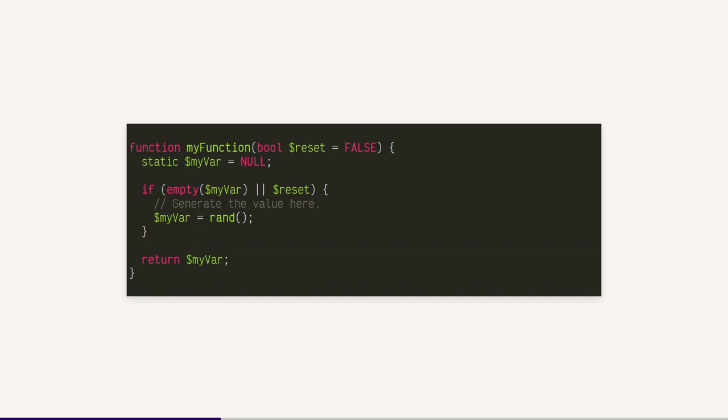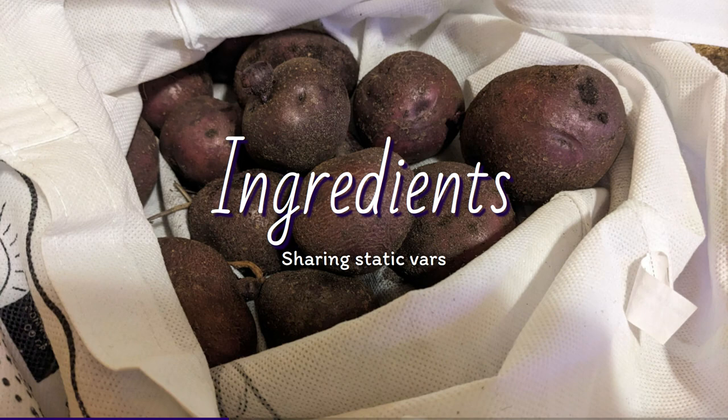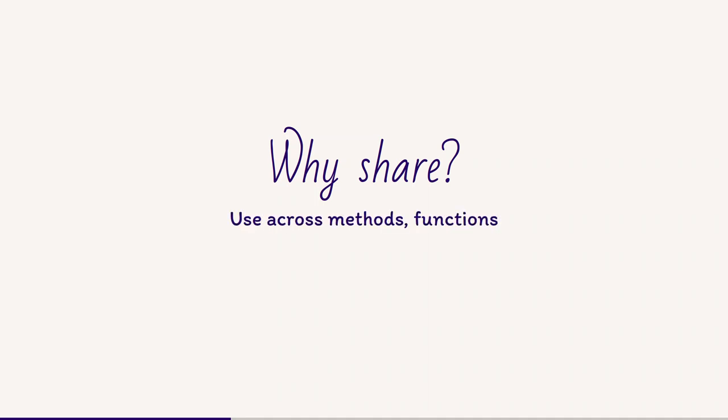So if you're resetting the environment, then it will run that code for you, so you can force it. What about some ingredients? What if we want to do a little bit more? We want to share those static variables. Why would we want to share these static variables? We want to share them across methods or different functions throughout our site.